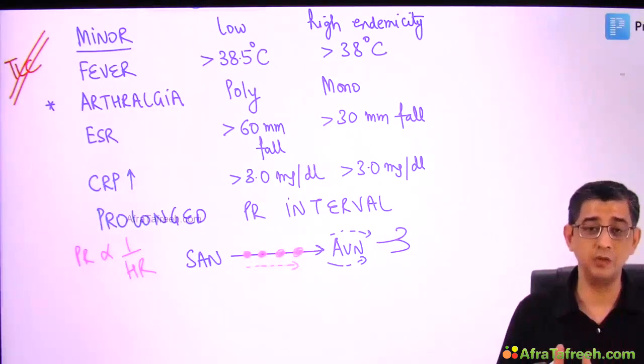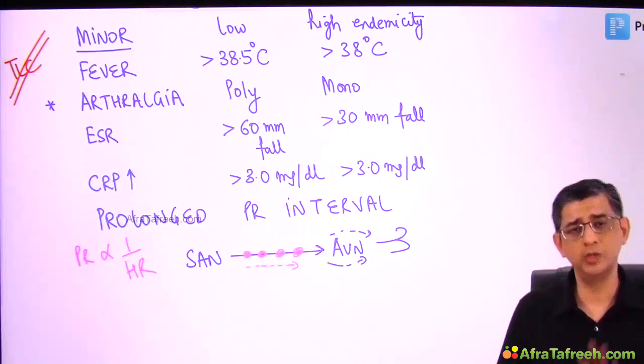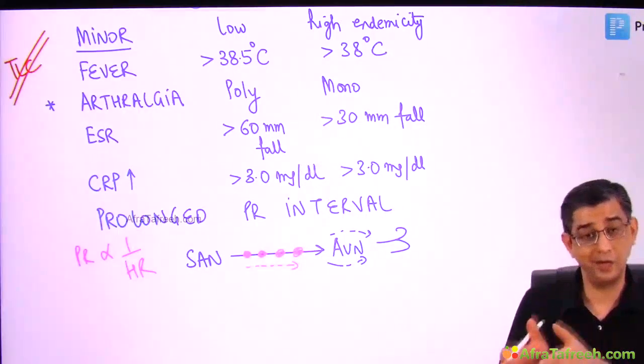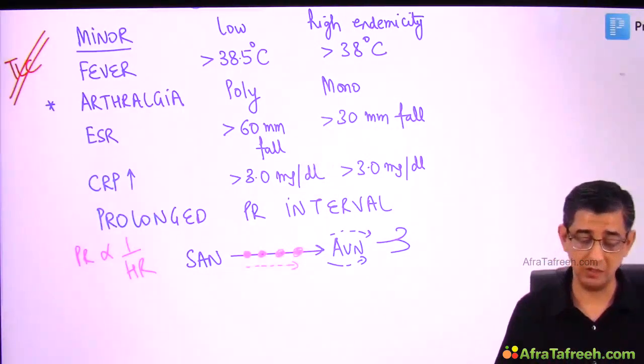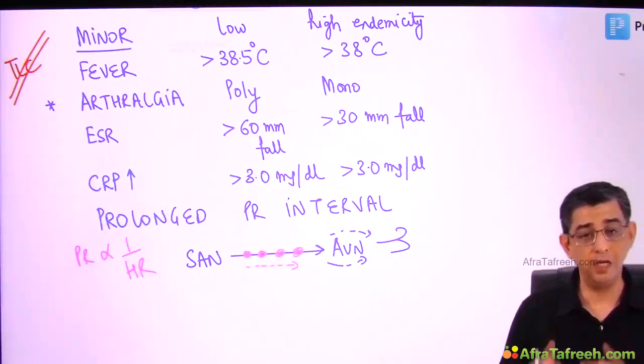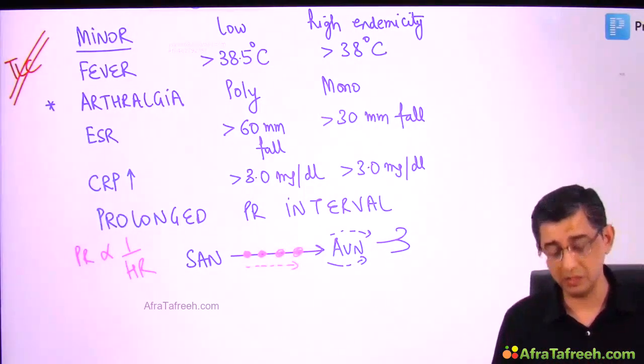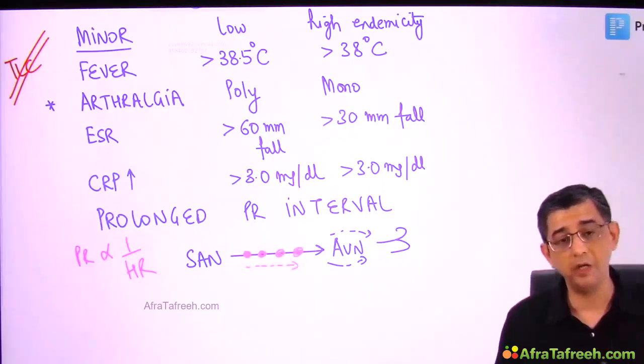So there's a difference between the two things. One is a test that you do because you want to rule out something, and the other is a test that is a diagnostic feature as well. Currently TLC is not a diagnostic feature, but the remaining features are important: fever, arthralgia, elevated ESR, the cutoffs incorporated, C-reactive protein, and prolonged PR interval in a patient.